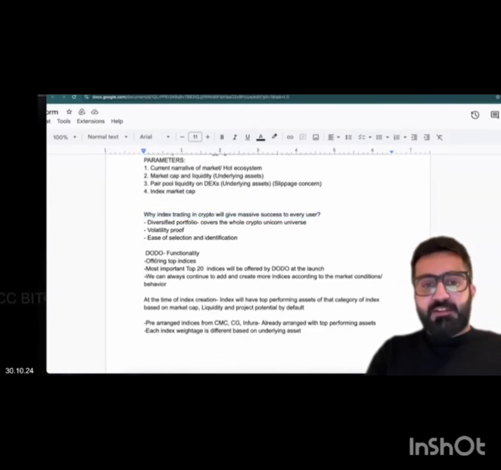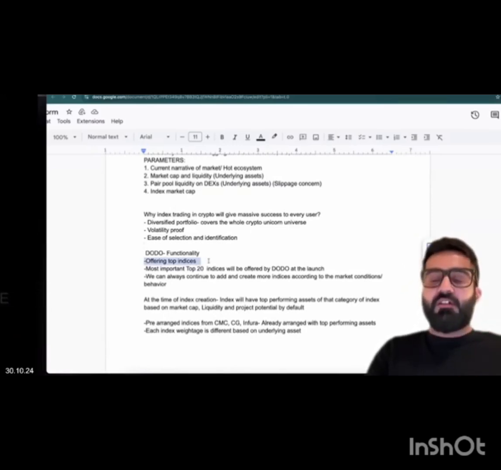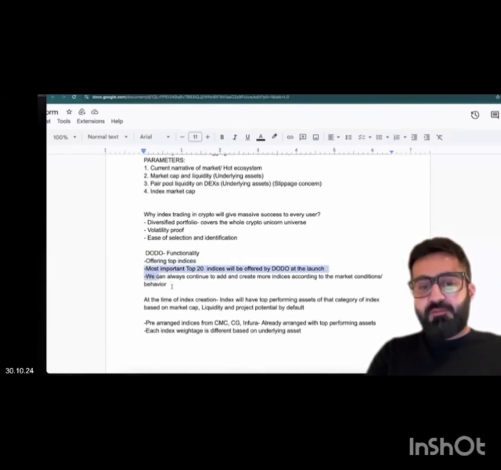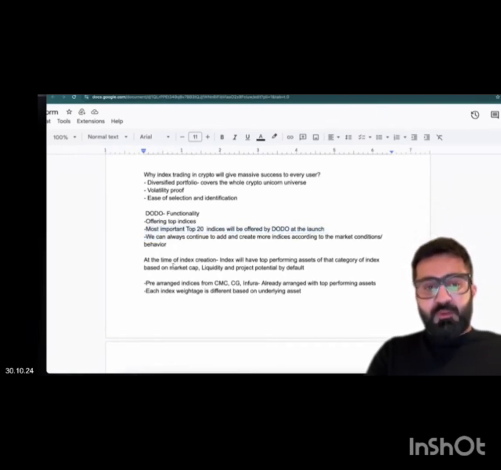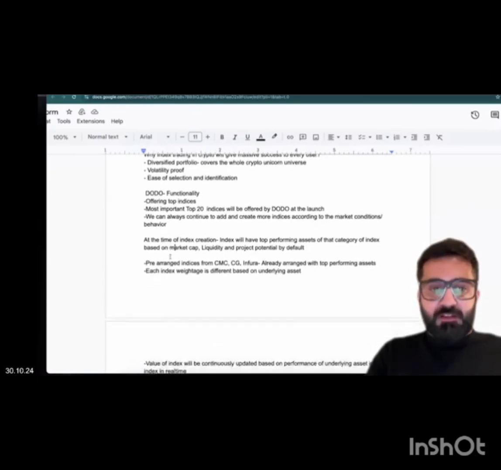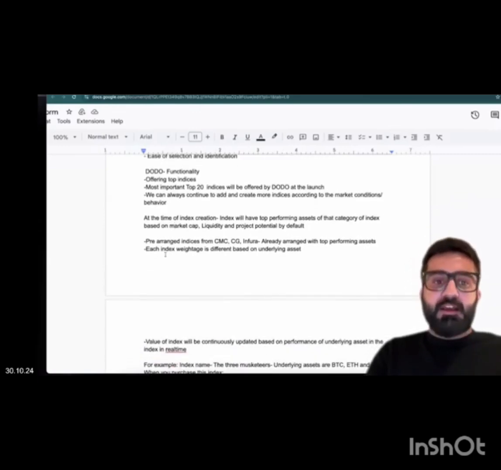Now we will discuss the functionality of Dodo. So, offering top indices. Most important, the top 20 indices will be offered by Dodo at the time of launch. We will always be able to add more indices according to the market conditions, and these initial ones are pre-arranged indices from CoinMarketCap, CoinGecko, Infura, already arranged with top performing assets.